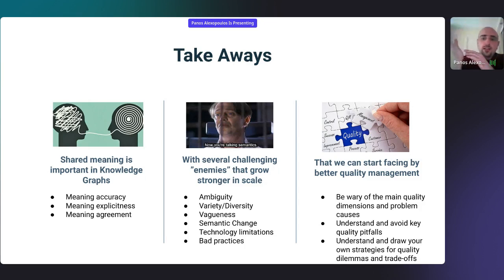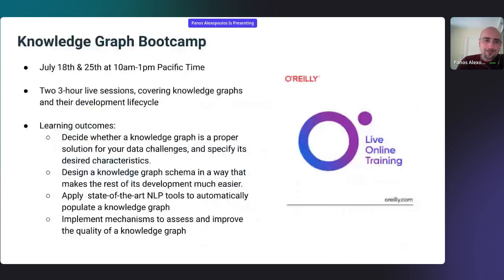And quality management means that we need to be aware of the main quality dimensions and problem causes. That was the first part of the masterclass: to understand and avoid key quality pitfalls, and to understand and draw your own strategies for quality dilemmas and trade-offs. And I hope that the methods I showed have helped you a bit to kickstart or to enhance your already existing knowledge graph quality practices.